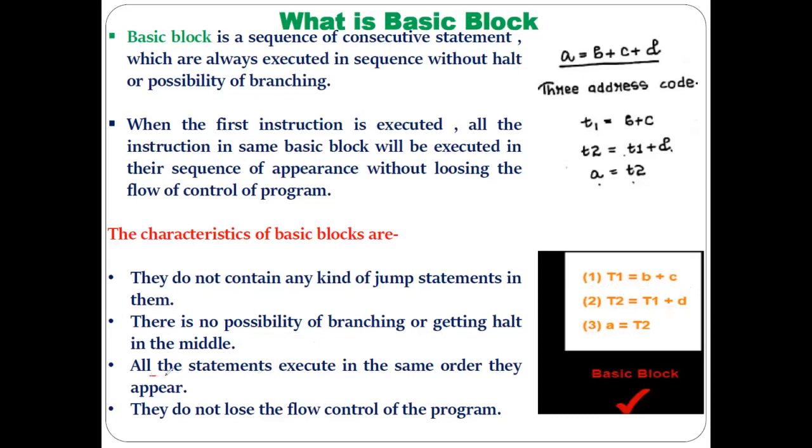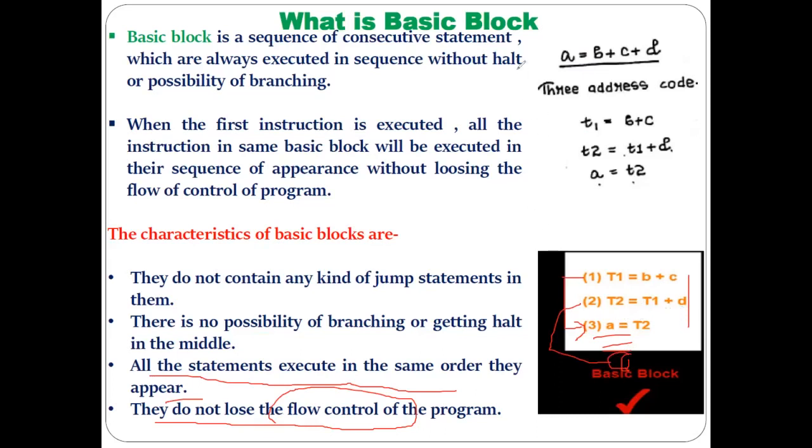Okay, all the statements execute in the same order they appear. It means the way these instructions are appearing, after the first instruction, second, third, they will get executed in the same order. And there should not be any losing of the flow of control of the program. The control should not shift directly from one instruction to the third, or, if there are more instructions, there should not be a flow of control directly from the second to the seventh or sixth instruction. The instructions must get executed in the particular consecutive order.